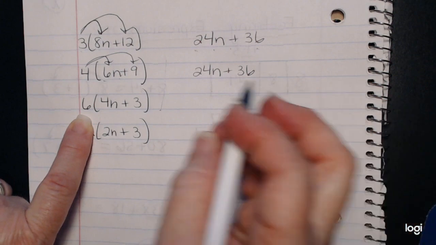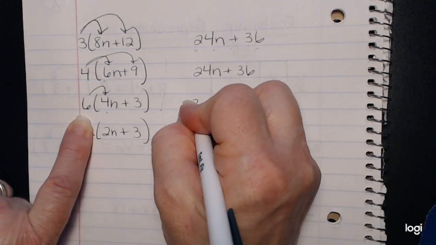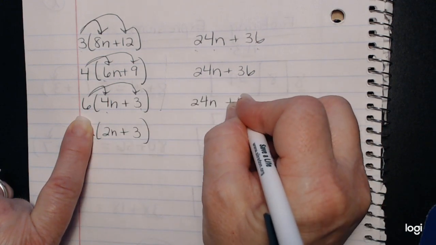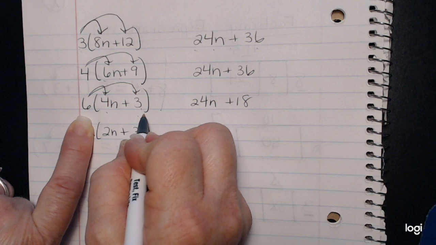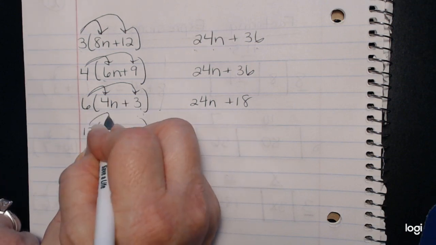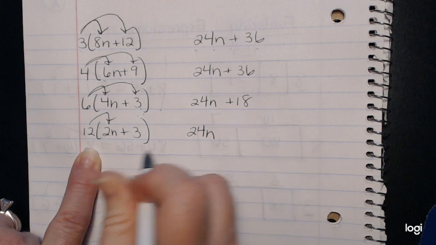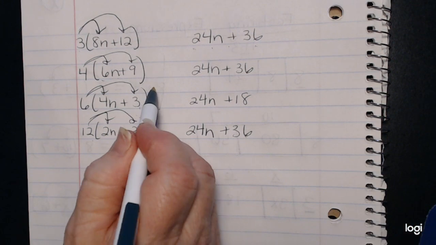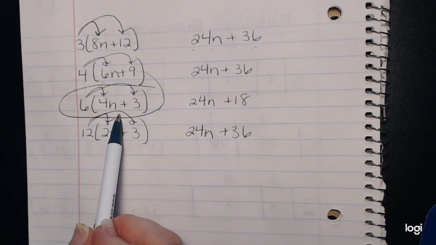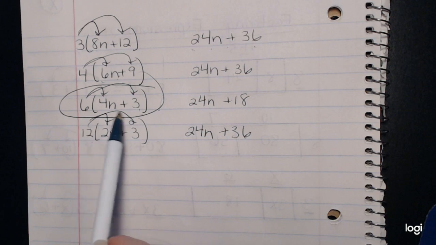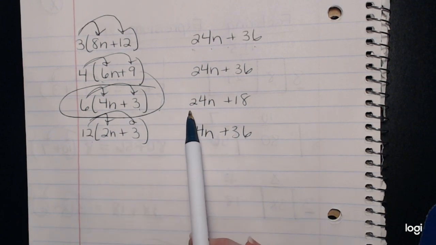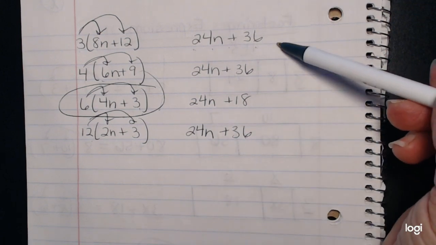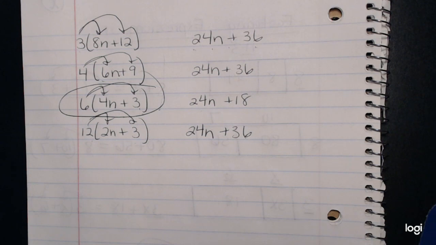All right, let's check this one. 6 times 4 is 24n. 6 times 3, oh, that's 18. So right now I'm going to say this one doesn't look like it belongs, but let's check the other one. 12 times 2 is 24n, and 12 times 3, oh, thank goodness, this is 36. So right now I can tell you this one does not belong. Why? What's my reasoning? Because when I solved the distributive property, it gave me an expression of 24n plus 18, where the rest of them gave me 24n plus 36.